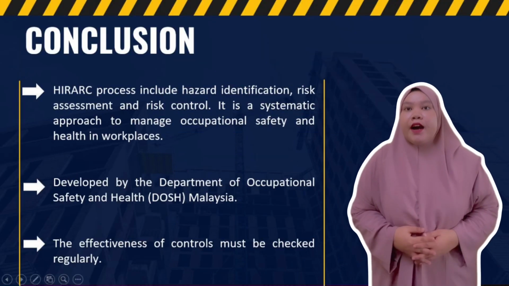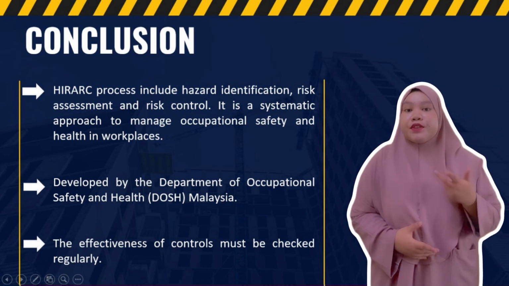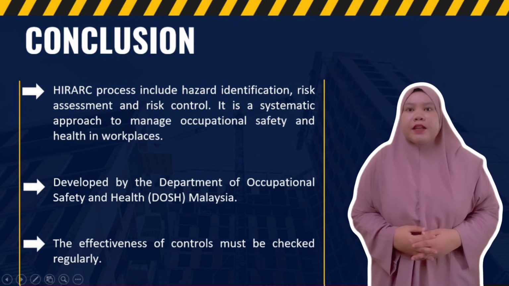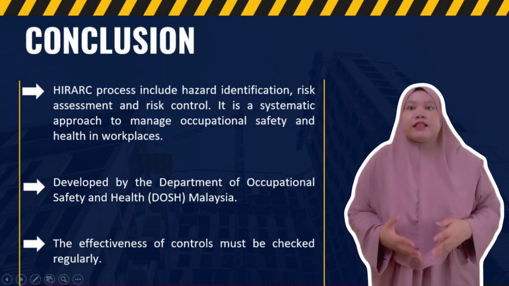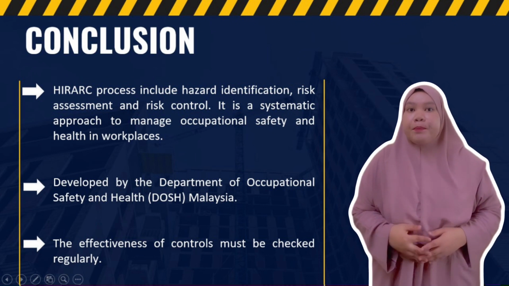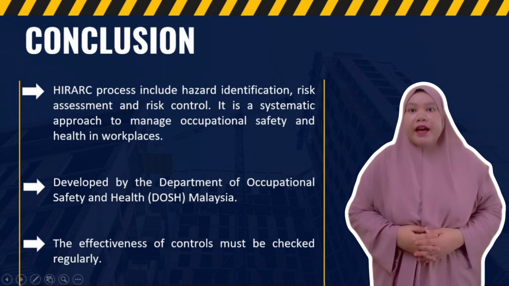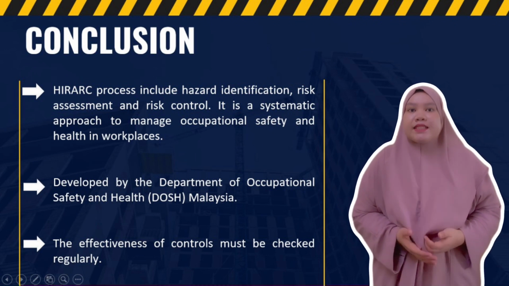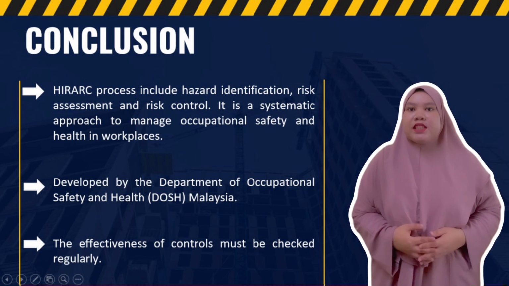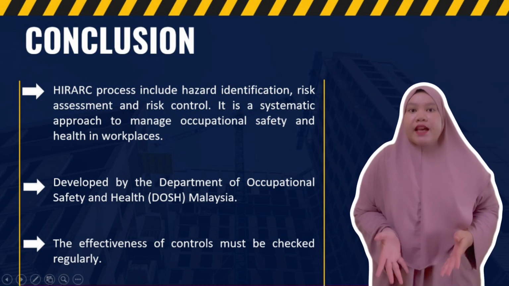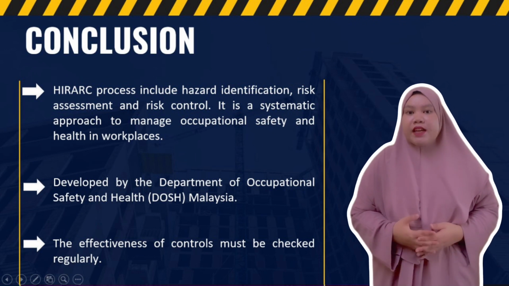In conclusion, the Hirarc process includes hazard identification, risk assessment, and risk control. It is a systematic approach to manage occupational safety and health in the workplace. This procedure is developed by the Department of Occupational Safety and Health, DOSH Malaysia, to identify potential hazards, assess the associated risks, and implement control measures to mitigate or eliminate those risks at the workplace. Thus, the effectiveness of control must be checked regularly.